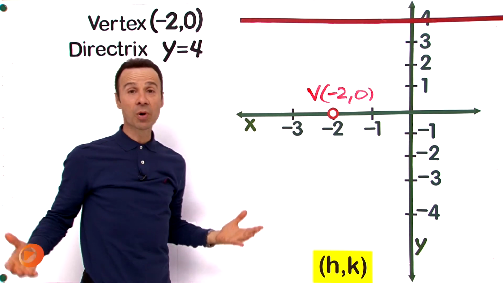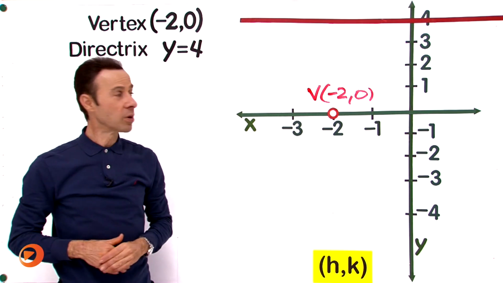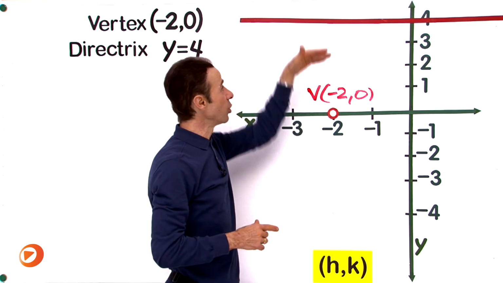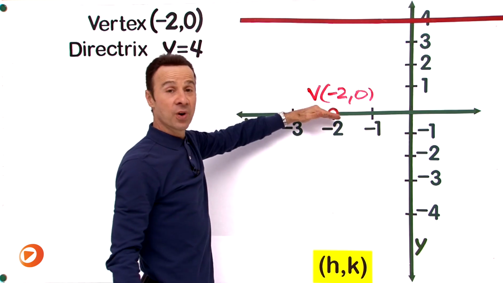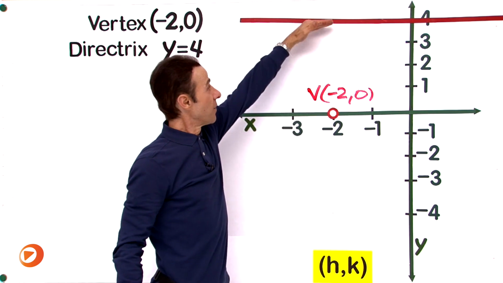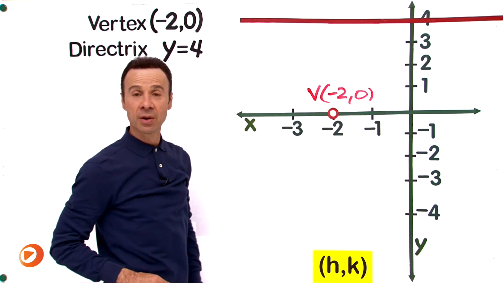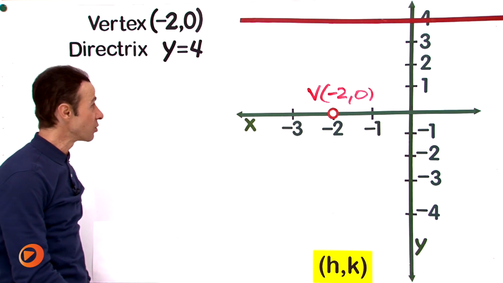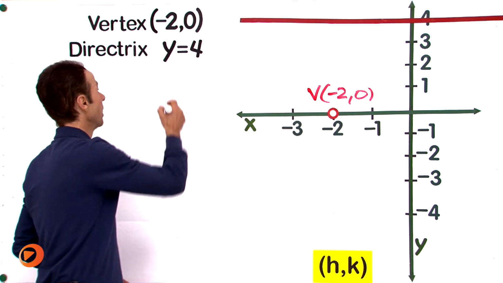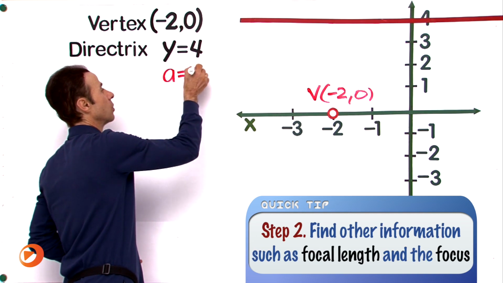Now, there's no parabola, but we do know the focal length. The focal length is the distance between the directrix and the vertex. So if that distance there, as you can see, is 4 units, so we know the focal length is 4 units, so let's write that down. So that means A equals 4.